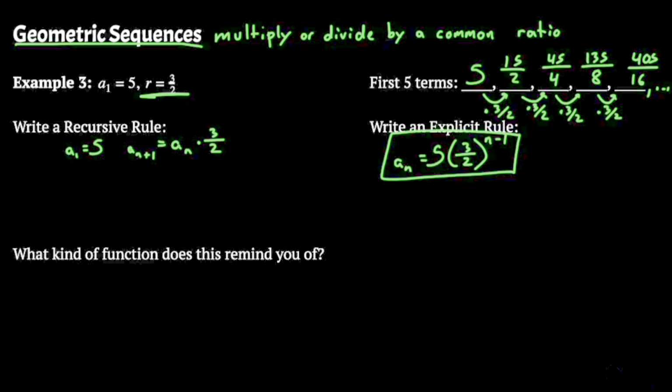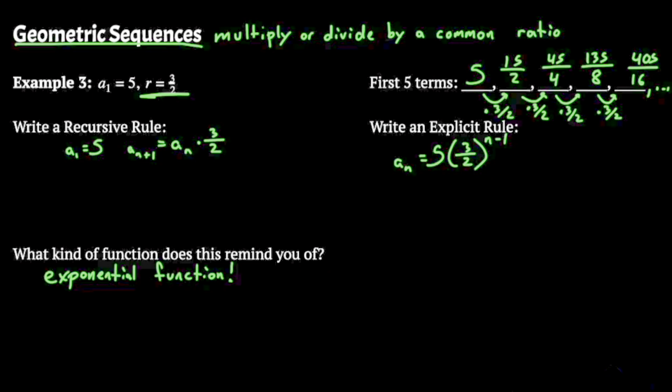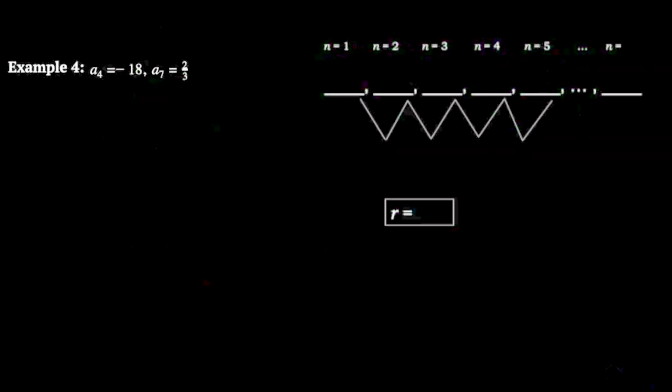Now with this explicit rule, there's actually nothing for us to simplify because this exponent can just stay how it is, and we can't combine these numbers because the 3 halves has an exponent on it and the 5 is just being multiplied out front. So that's our final answer. Now if you think about what this function looks like, it's got some starting value and then it's just a base raised to an exponent. Hopefully this reminds you of an exponential function. And we already know a little bit about exponential functions, like we're familiar with exponential growth and decay, so that might help us with these sequences.